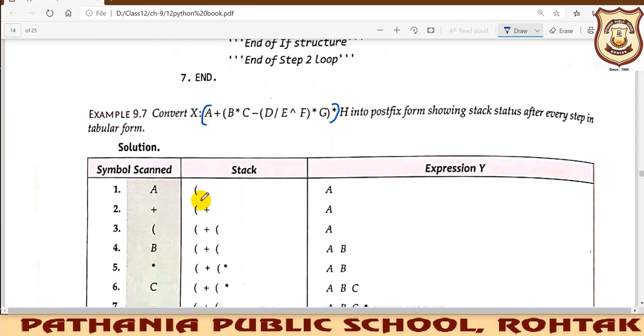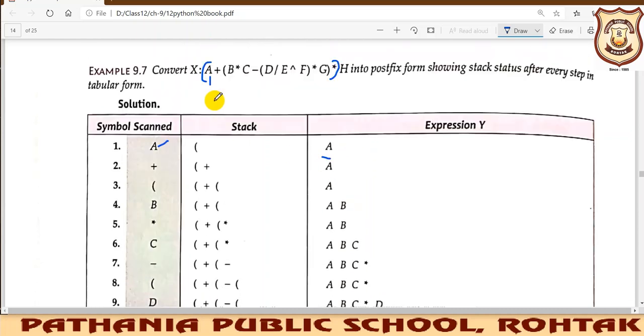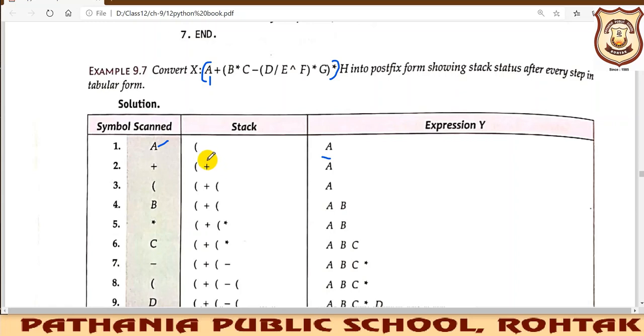Then the next symbol that will be scanned is a. I told you the operands will go in the expression directly without getting into the stack, so we will write a here. Fine. Next is our plus operator. So the plus operator has been scanned, it will come in the stack. I told you that the operators and the brackets have to be in the stack. Next symbol is again a plus operator, so it will come in the stack.